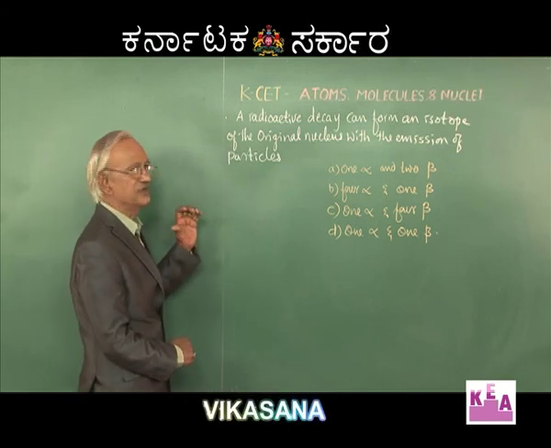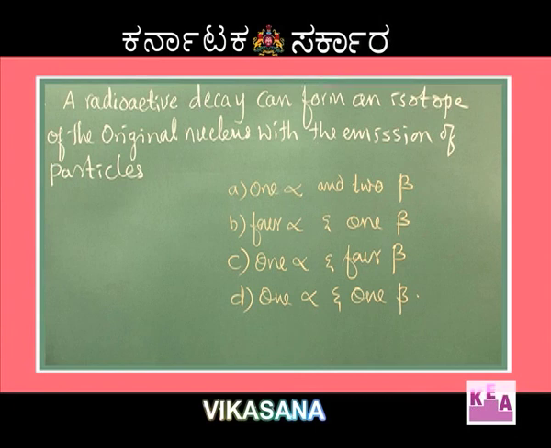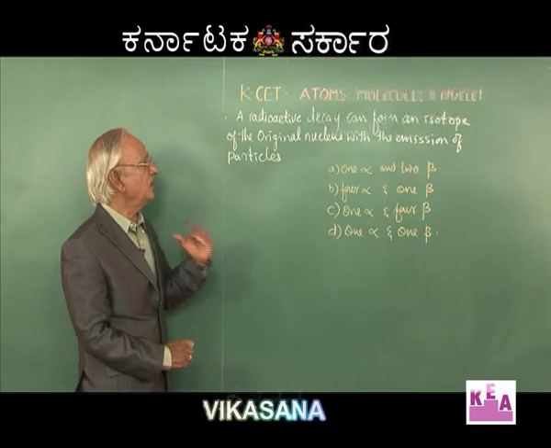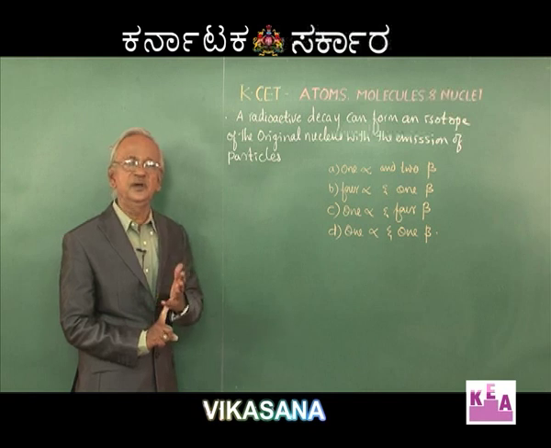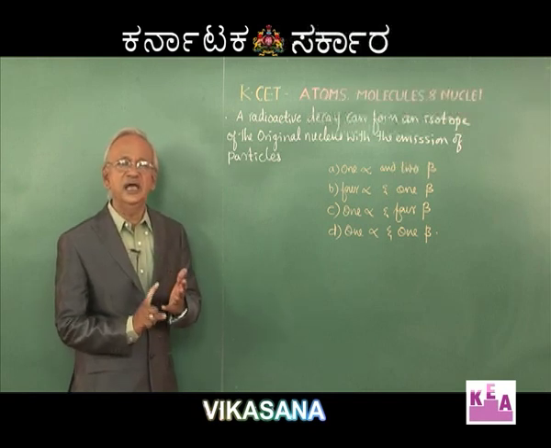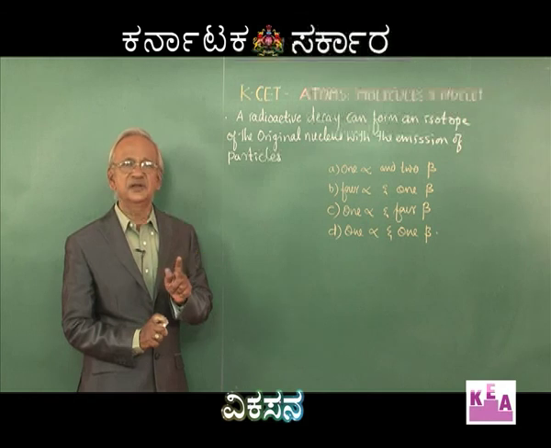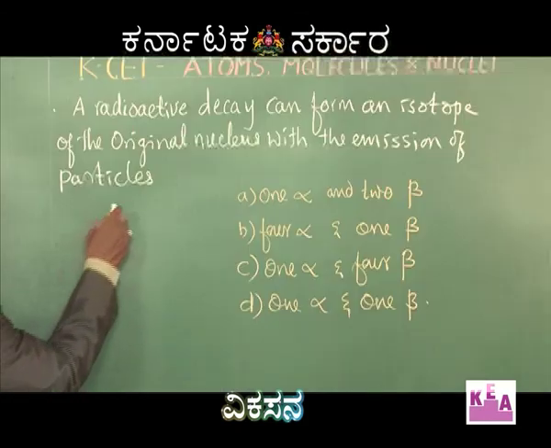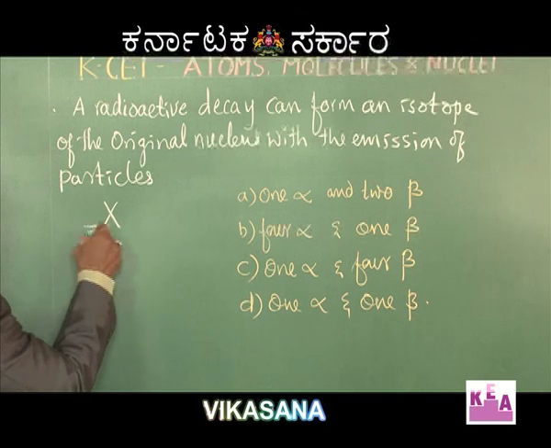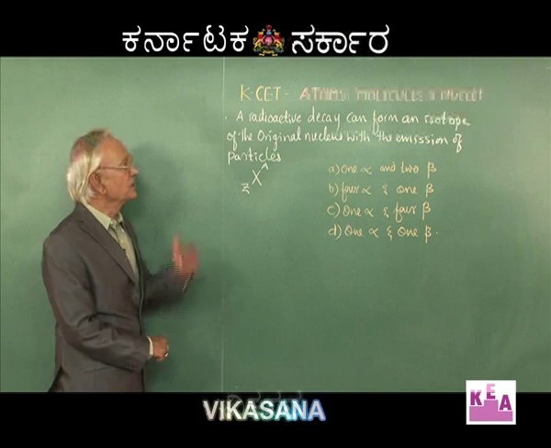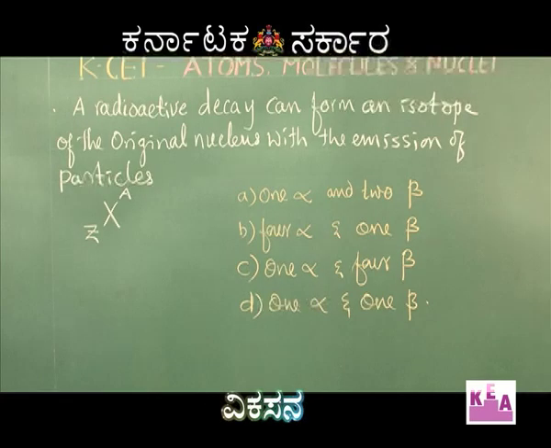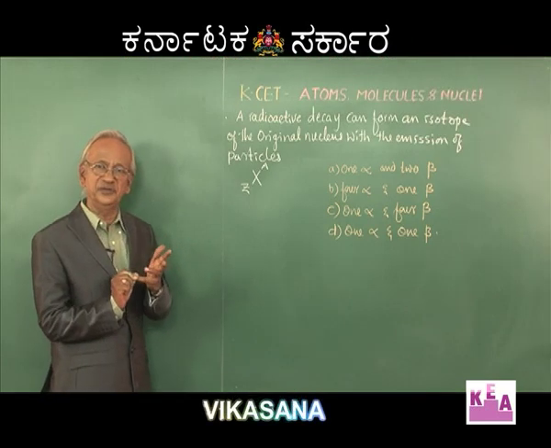But if you just catch the points here, radioactive decay can form an isotope of the original nucleus. So, first you should catch hold of the term, what is an isotope? Isotope is an element having the same atomic number but different mass number. Let me write this X, Z is atomic number and A is the mass number. So, that is how we write. So, isotope is the one which has same atomic number but different mass number. This one information should be with you.